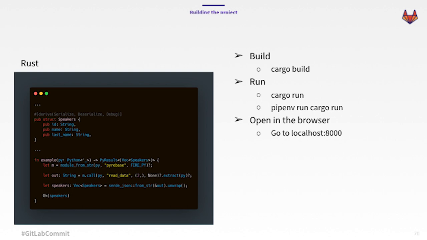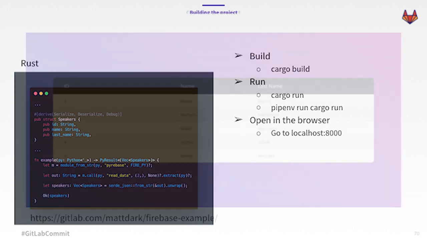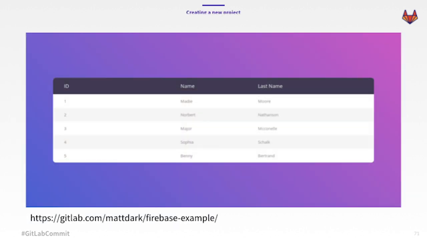So after I solved all of these problems, we have to compile the project, then run it. And if we go to the browser, we will see something similar to this, and the GitLab repository where you can find this example. What is it doing? It reads the Firebase database and shows it in an HTML file.